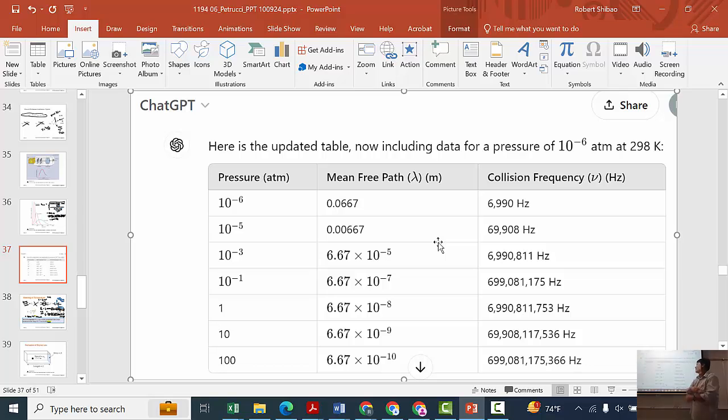Well, let's go on. So we can see as the pressure goes up. If we go to 1 atmosphere, how far does the particle travel before it hits something? This is about 7 times 10 to the minus 6. This is about 700 times 10 to the minus 6. 10 to the minus 6 meters is a micron. So this gas particle travels 700 micrometers before colliding with something. Is 700 micrometers that big?